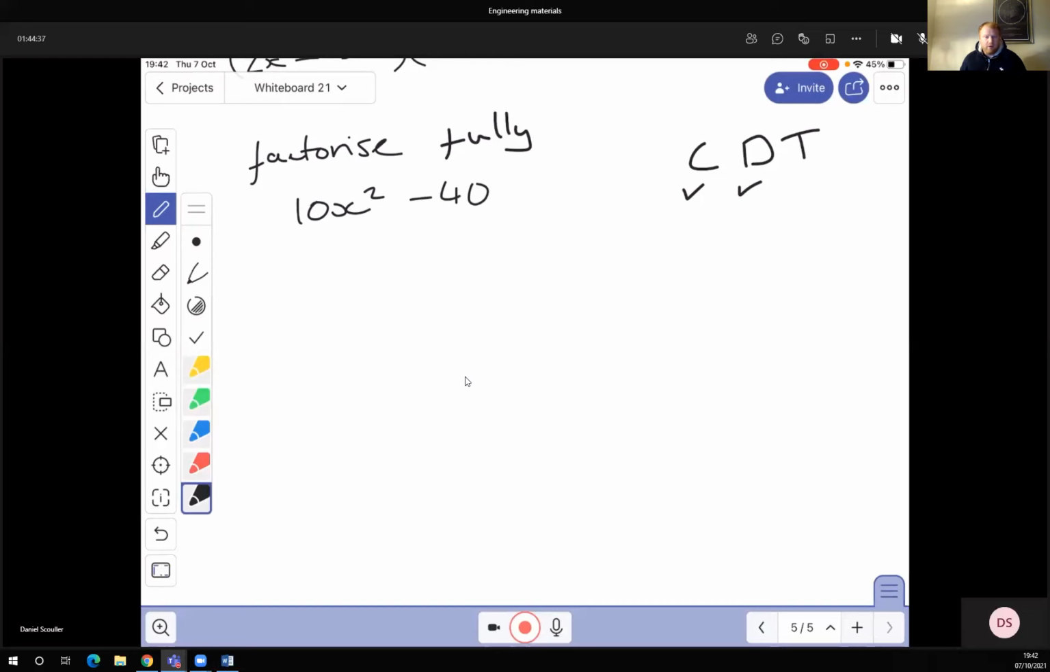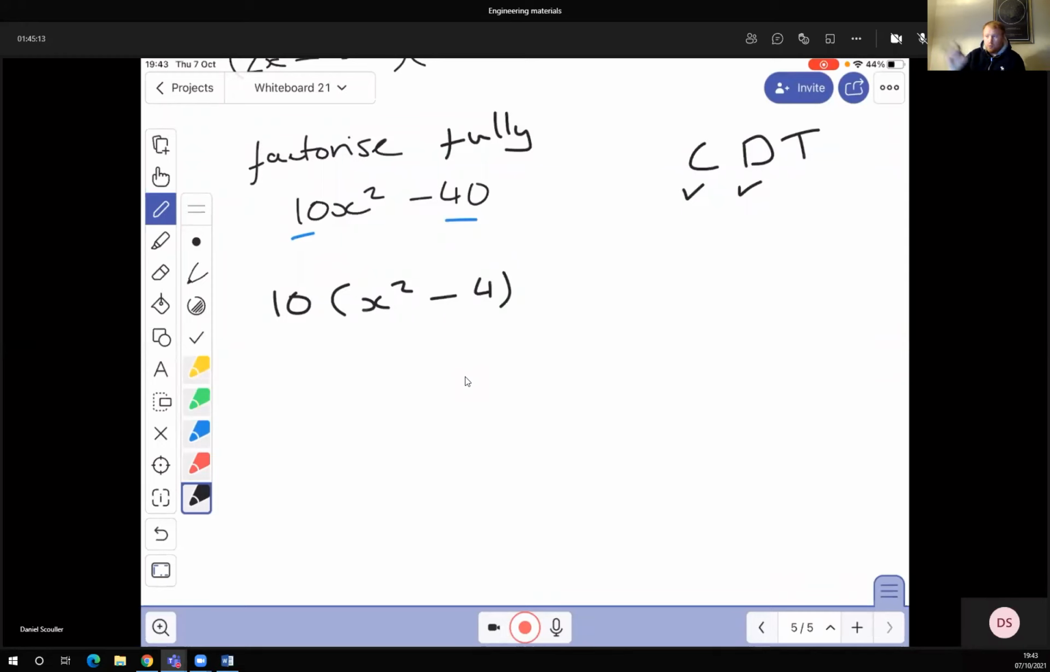So we've got CDT. C, common factor. Does it have common factors? Does the number 10 and the number 40 have a common factor? Yes. You can go through them in your head very quickly, or you can look at 10. Does that go into 40? Yep, so 10 comes out. Is there any letter as a common factor? The answer is no, so nothing else comes out. We've got 10, we've got x squared, and we're minus 4.